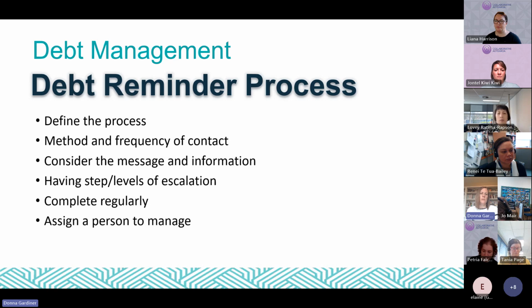Including in your process those levels of escalation so that everyone knows when they need to flag it, and making sure it's completed nice and regularly. So again, that sort of consistency of message, consistent time, and maybe thinking about the same person doing it all the time and setting some time aside for them to do that.